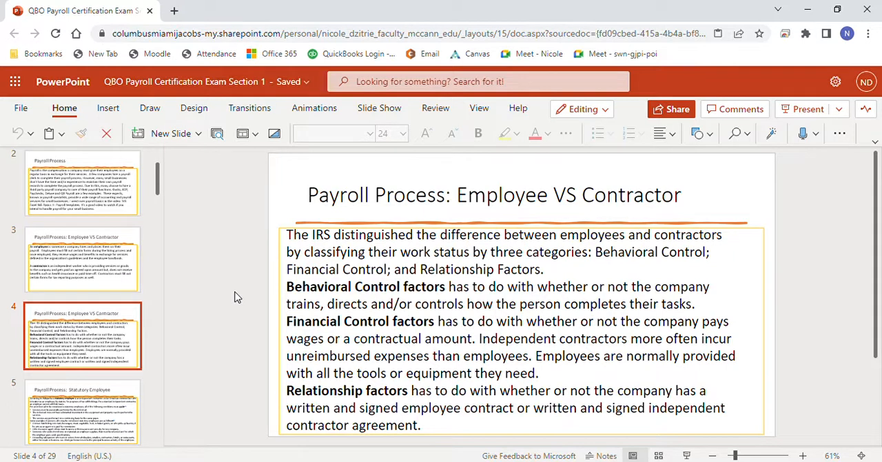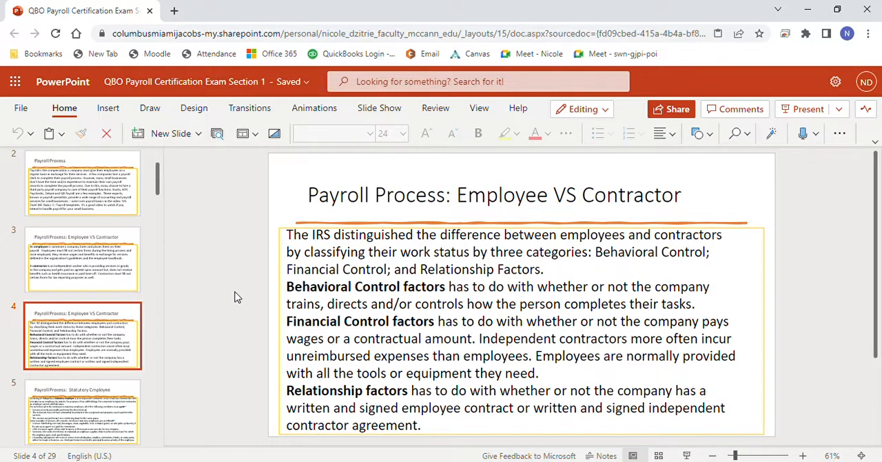So when it comes to behavior control factors, that has to do with whether or not the company trains, directs, or controls how the person completes their tasks. So who's in control? Obviously, if you're an employee, the employer is in control of what you're doing. They're going to train you on what exactly they expect from you. Whereas if you're an independent contractor, you're the one that's probably sitting down and talking about the services that you're willing to provide them. The next one is financial control factors.